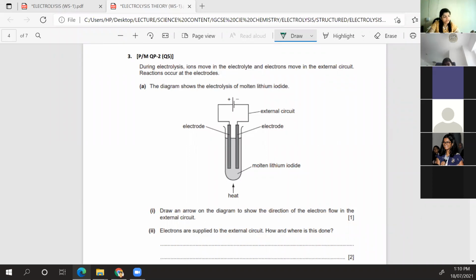Now, during electrolysis, ions move in the electrolyte and electrons move in the external circuit. So ions will be moving inside the electrolyte, and electrons will be moving in an external circuit. Now, reaction occurs at electrode. The diagram shows the electrolysis of molten lithium iodide, which is LiI. Draw an arrow on the diagram to show the direction of electron flow in the external circuit, how it will be.